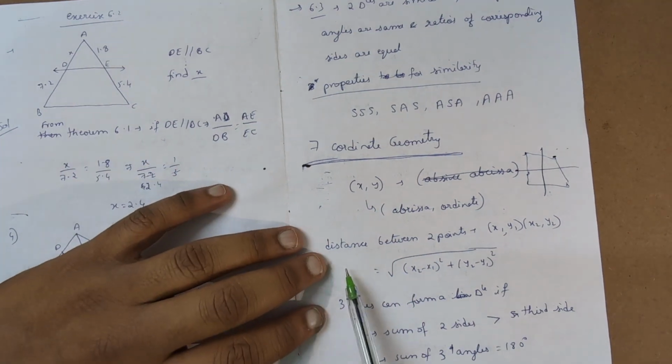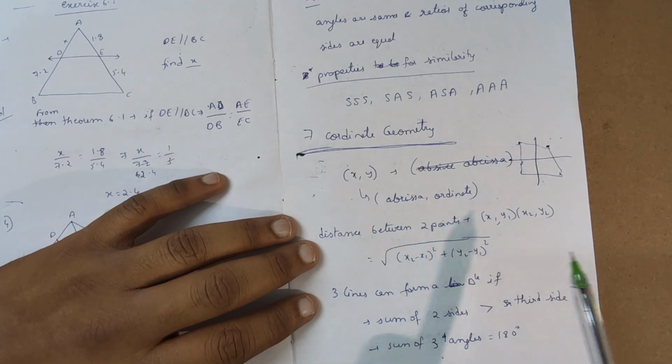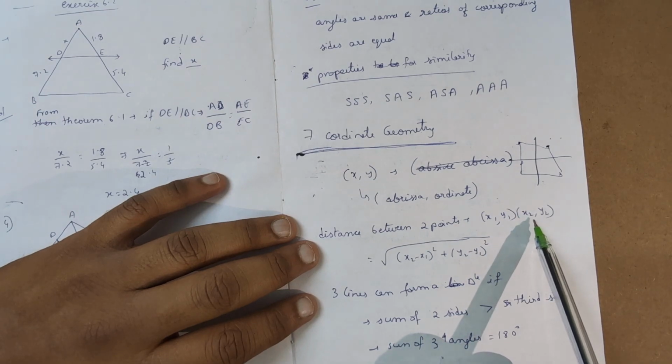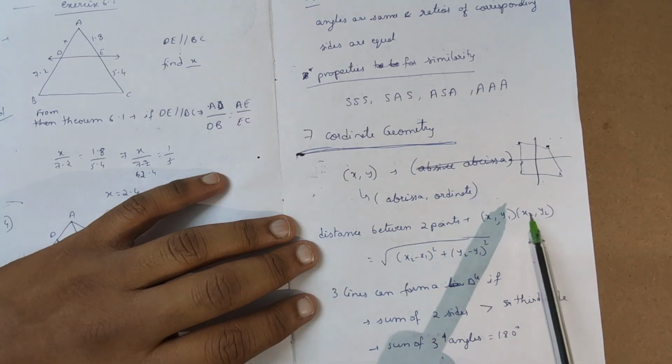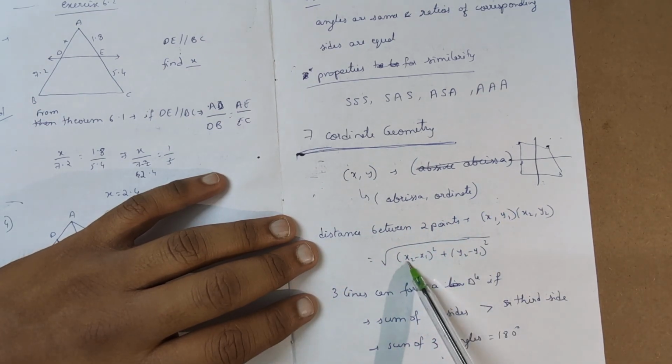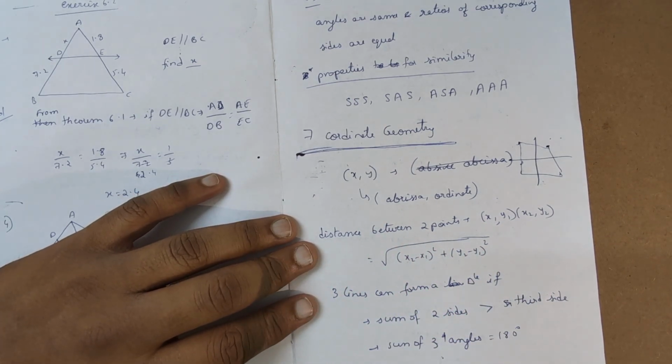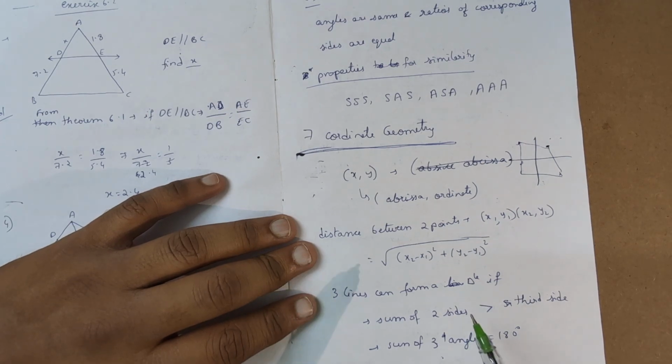So the first formula in this chapter is the distance between 2 points. Suppose, as I mentioned, we have 2 points here, that is x1 y1 and the second point is x2 y2. The distance between the points is root of (x2 minus x1) whole square plus (y2 minus y1) whole square. This is a very important formula because this is almost like the main formula for this chapter.